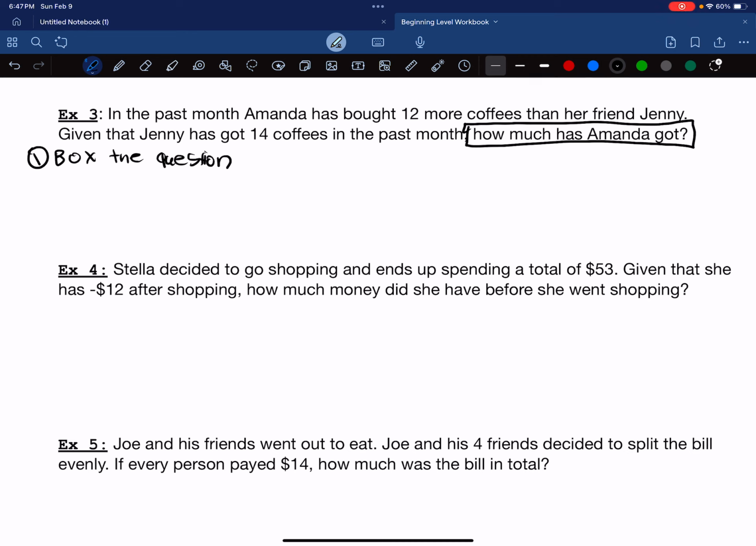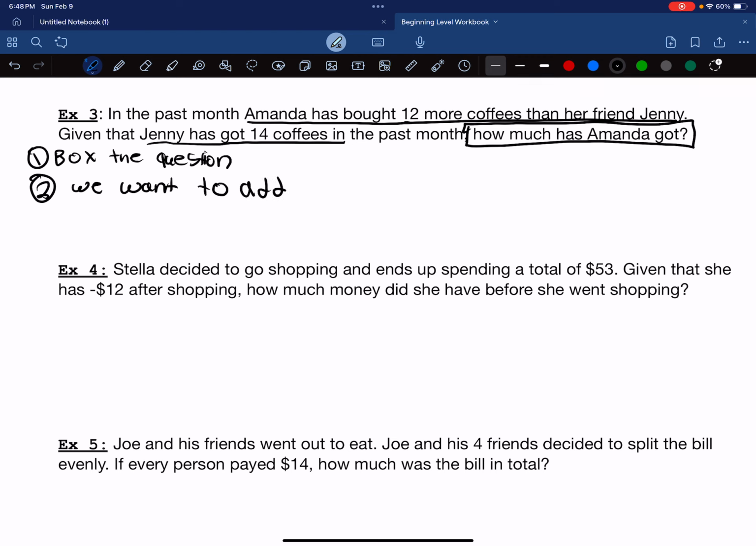So going through the problem again, let's underline some important information. We know Amanda has bought 12 more coffees than her friend Jenny. And we know that Jenny has got 14 coffees. So since we want to know how much Amanda got, and we know that Jenny has gotten 14 coffees and Amanda bought 12 more than Jenny, what do you think we're going to do? Are we going to add, subtract, multiply, or divide? And in this case, if you are thinking we want to add, you are correct. We want to add.